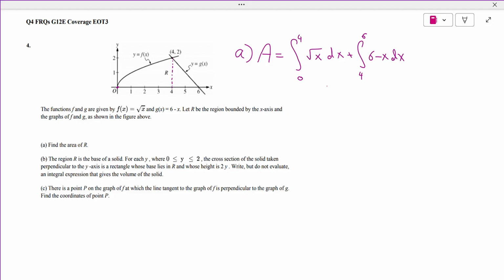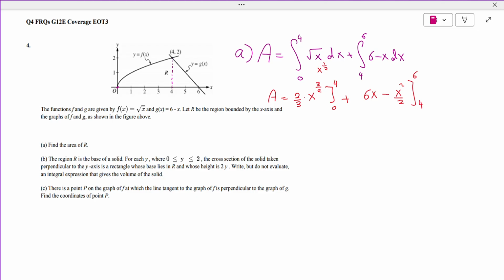Well, we know that this can be written as x to the power of half. Now when we integrate, what do we get? X to the power of 3 over 2, adding 1 to the exponent, divided by 3 over 2, or multiplied by the reciprocal, 2 over 3. This is evaluated from 0 to 4. Plus 6x minus x squared over 2, evaluated from 4 to 6.